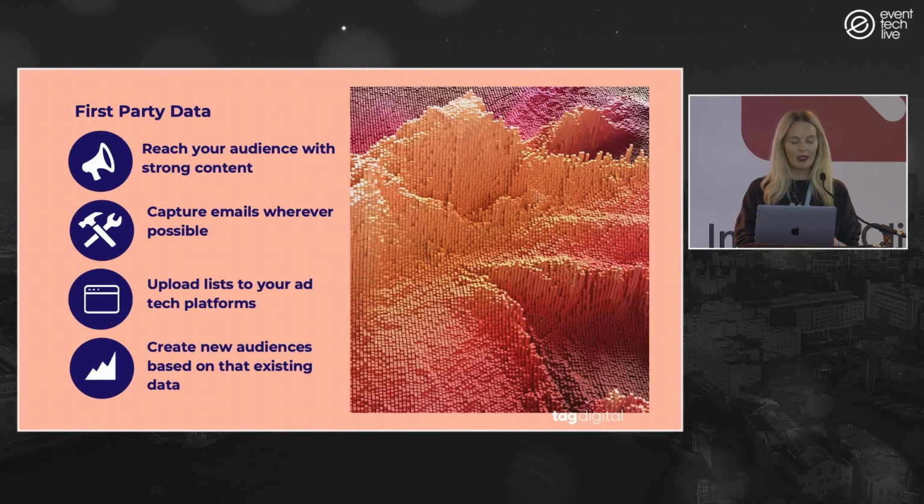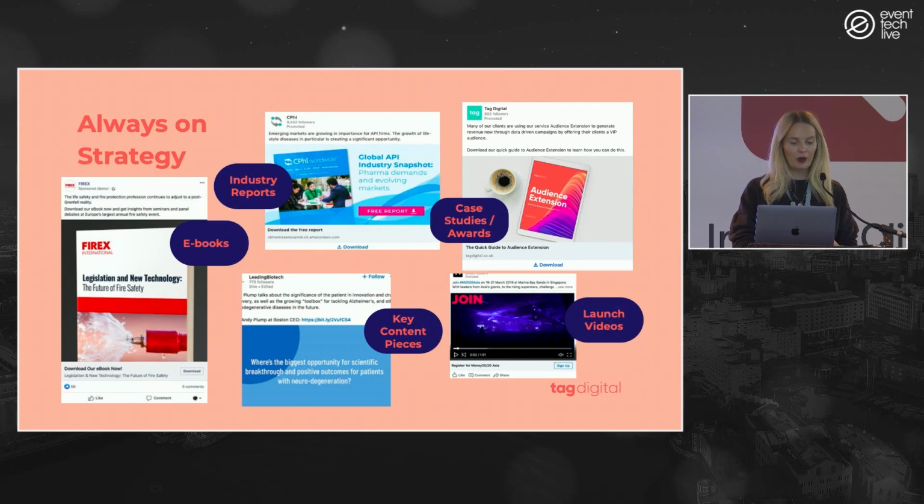So I mentioned first-party data a couple of times. It's so important, but it's how to reach your audience with strong content, capture your email, upload lists to your ad tech platforms, but then use all of those lists to generate lookalike audiences. So some examples of what that looks like: ebooks, industry reports, case studies, key content pieces.